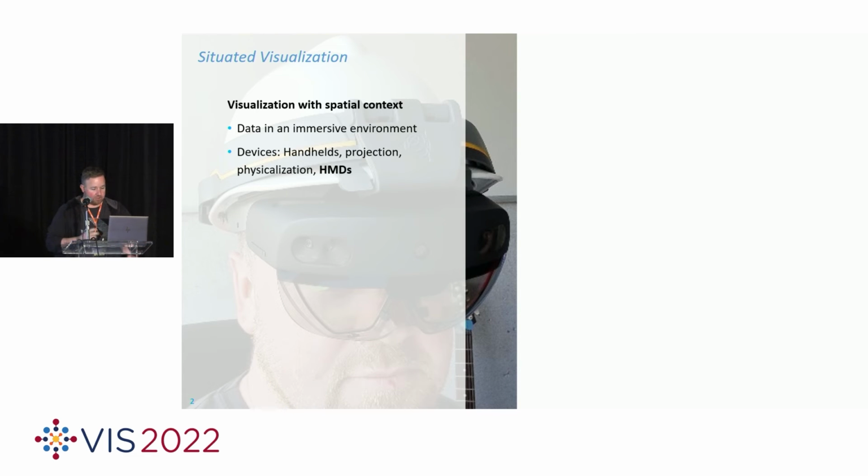And we can do this with different devices. In the past, this has often been done with handhelds, where you can move around and see some data projected on objects in the real world, for example. You can use projections for that. You can also have some applications with physicalization, where you print data. Or what I want to talk about in this presentation is using head-mounted displays, because right now this is the most convenient way to do this. As you can see, for example, with these HoloLens here in the background.